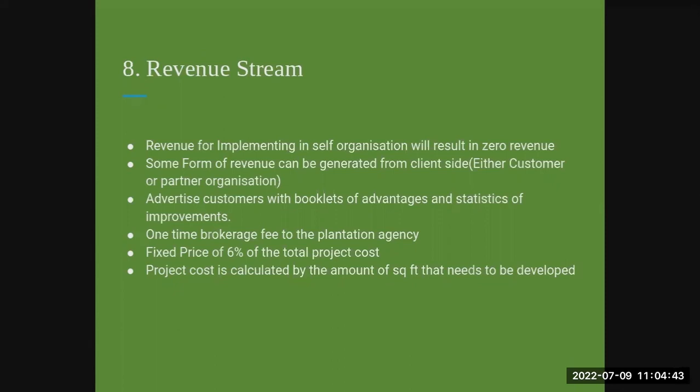generated based on the amount of square feet of the wall that needs to be developed and the number of units needed. So through this method, there can be some form of revenue generated, but it cannot completely cover the cost. But eventually, after some point in time, we'll get to that zero point where our cost and revenue will balance out.